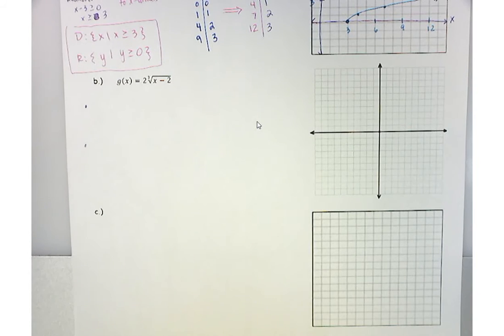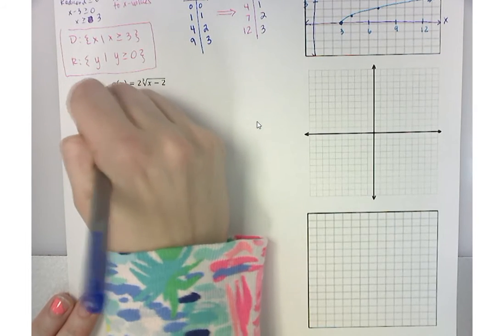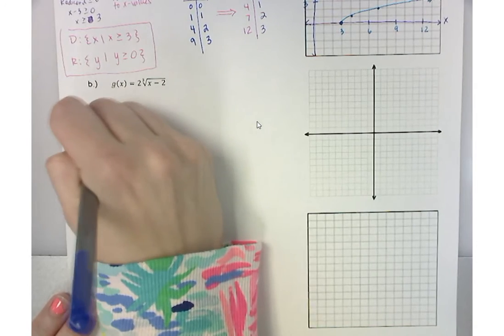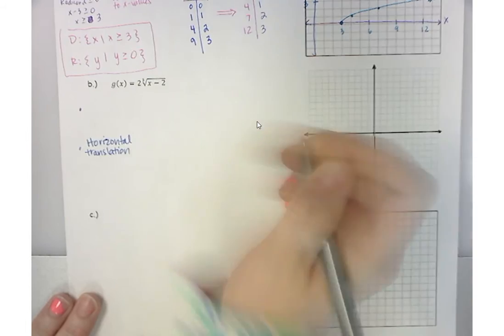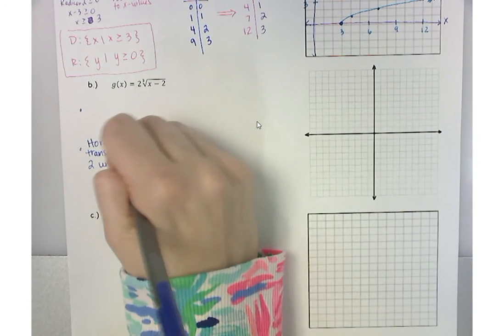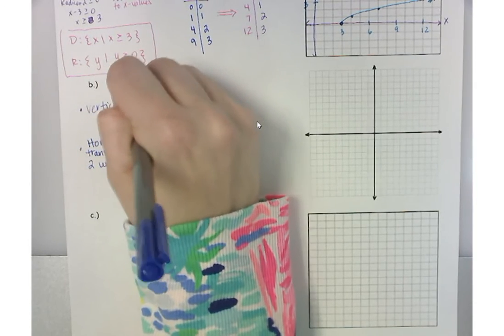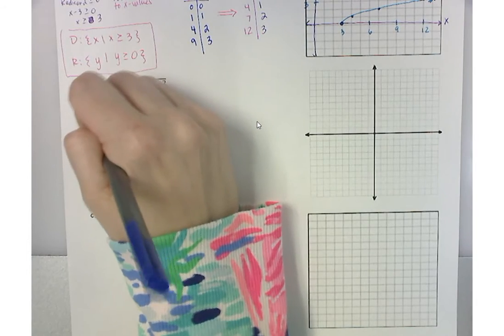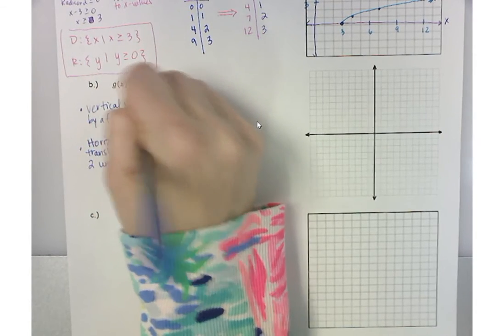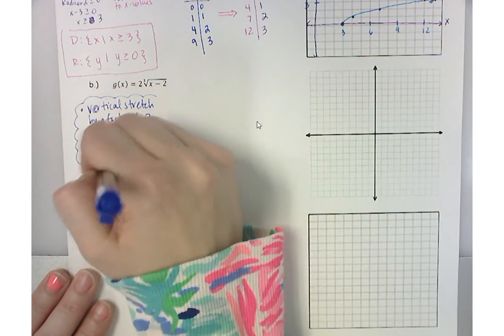Of 2. Okay, so like I said earlier, there's a couple different ways that you can do this. You can use the parent graph and you can do the shifts from there based on these two transformations. So if it's a vertical stretch, that is going to affect the x or the y? The y. So if it's a vertical stretch by a factor of 2, you are going to multiply the y coordinates by 2. If it's a horizontal translation 2 units right, we just had that up here. So we are going to add 2 to the x values.